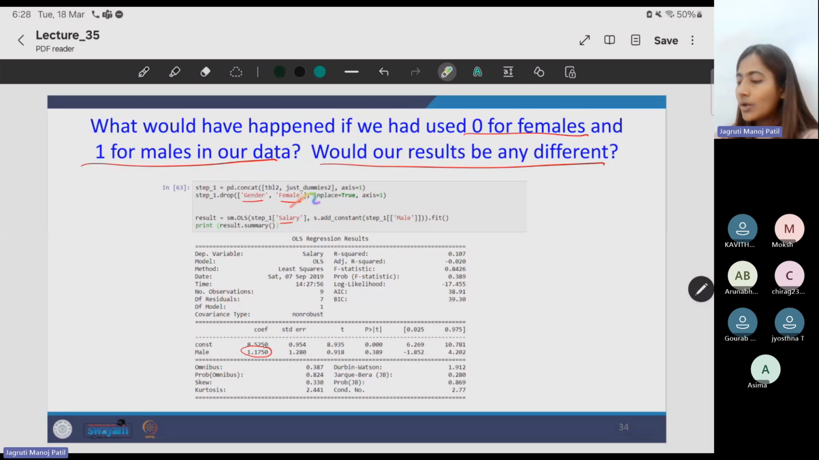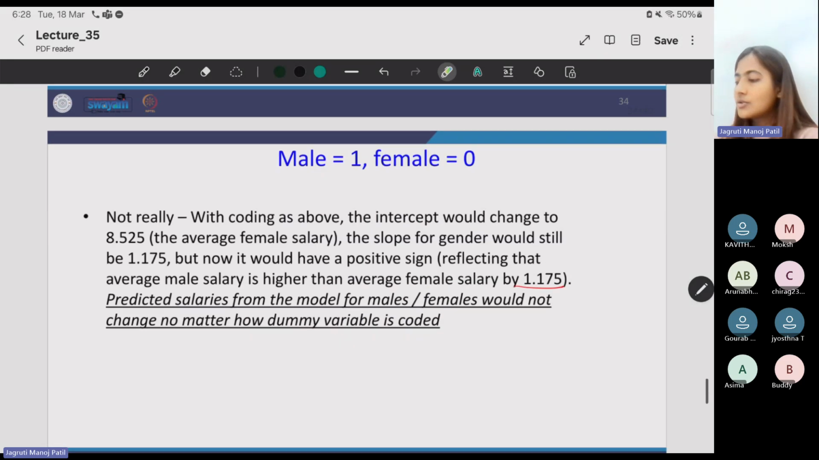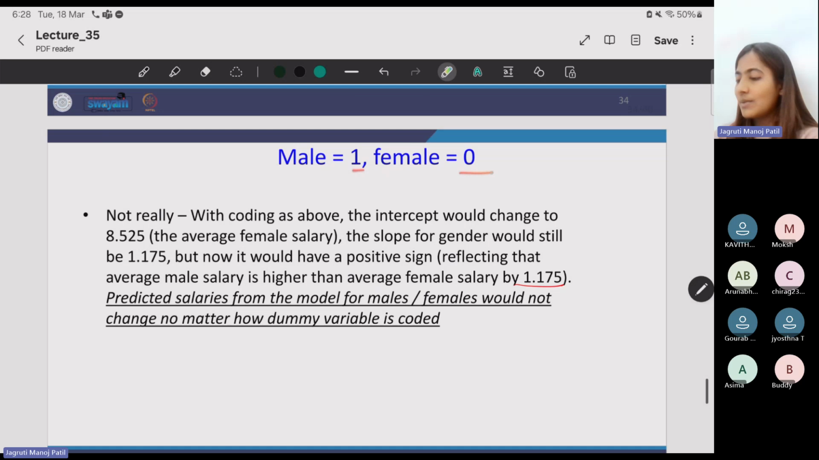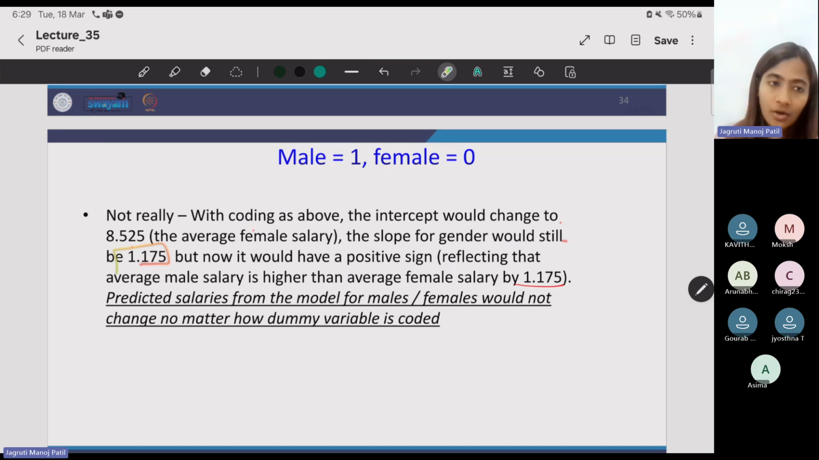Okay, so now what I did, I just dropped my female variable. Now female I dropped and I saw the value is almost the same. So not much change here till now. So now our case is male as 1 and female as 0. With coding as above, we saw that the intercept would change to some value. The slope would still be this point. So even if you change the order of your categorical variables, the slope would always remain the same. The intercept will only change in those cases.